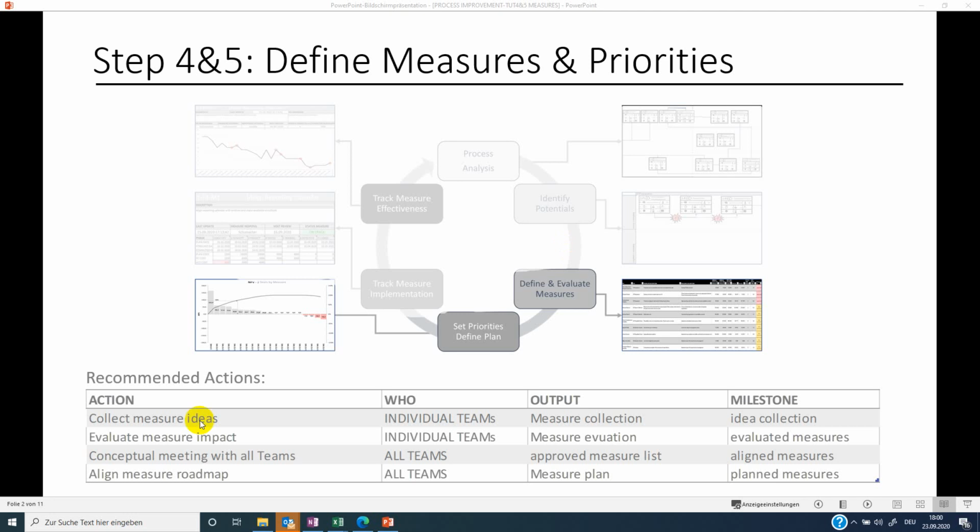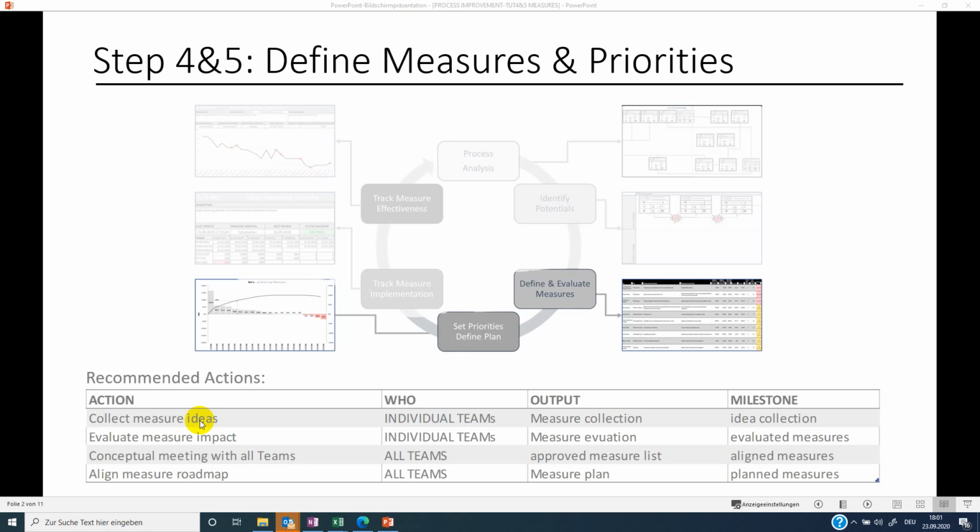Usually the approach to finding measures is to have a workshop with process teams. So you have your team that is usually working with that existing process, and they know best where flaws occur, where potential is, as they have been working with the process several times and have some experience.